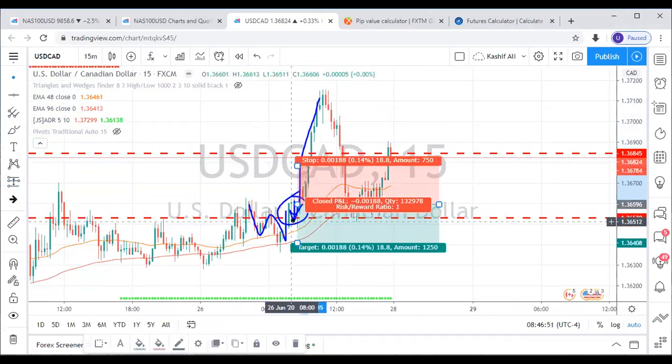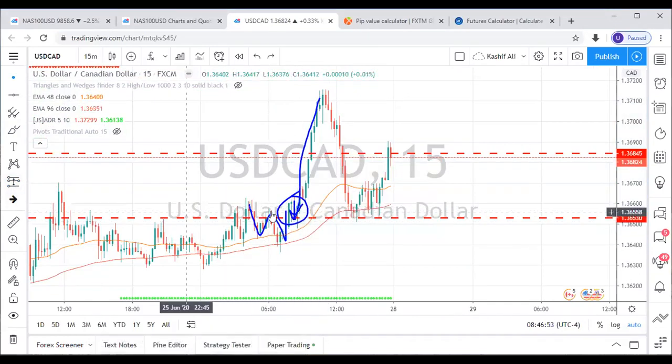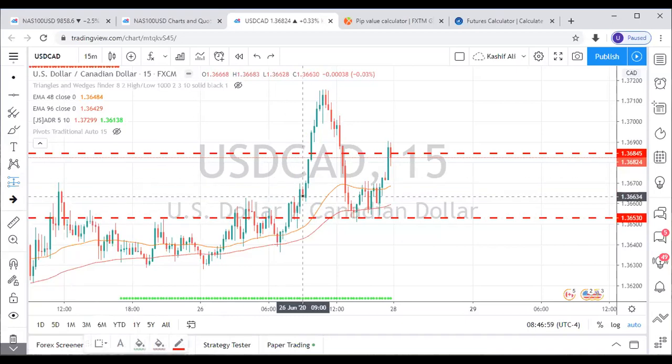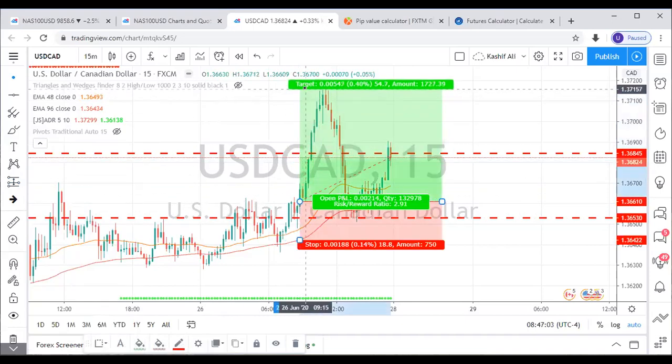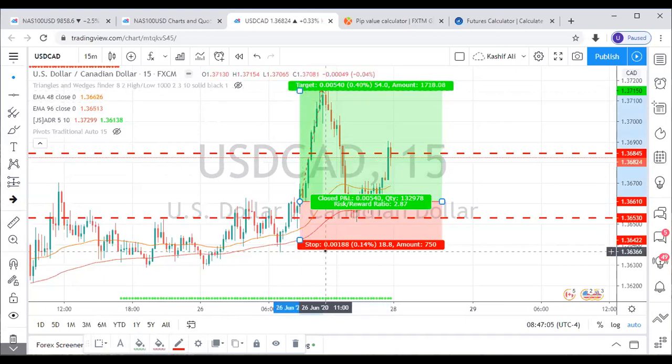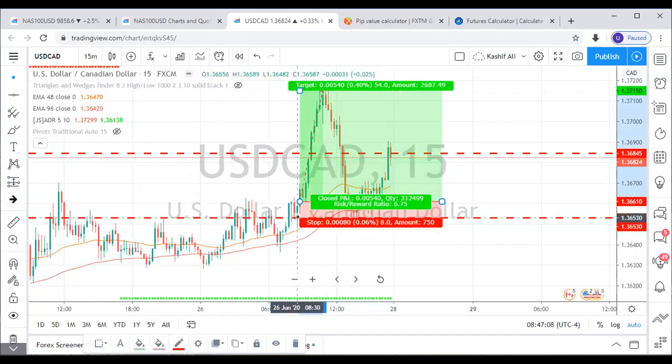Sorry, I will finish this as well. How will you trade this? I did not trade this, but I'm telling you, if you want to trade, this is how you will trade this. You are doing like this.